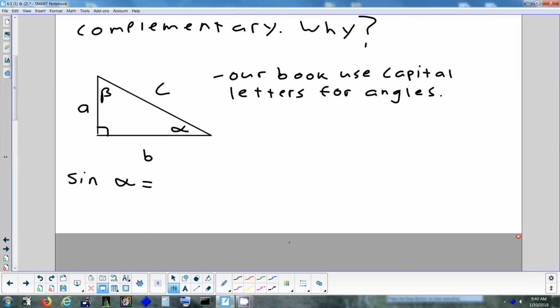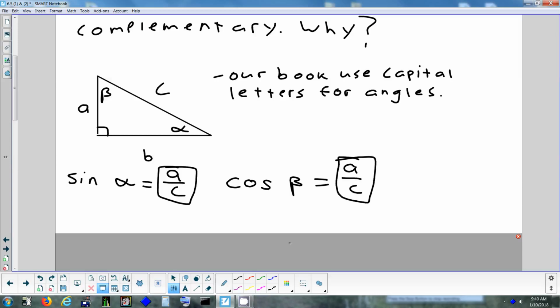Someone tell me what the sine of alpha would come out to there, Jane? A over C. Now I'm going to do something different. I'm going to find the cosine. And I'm going to use the complement of alpha, which is beta. What's the cosine of beta? It's A over C. So the sine of alpha came out the same as the cosine of beta.